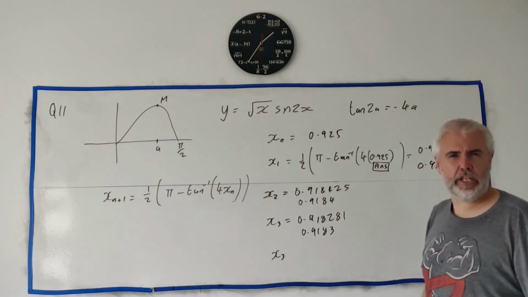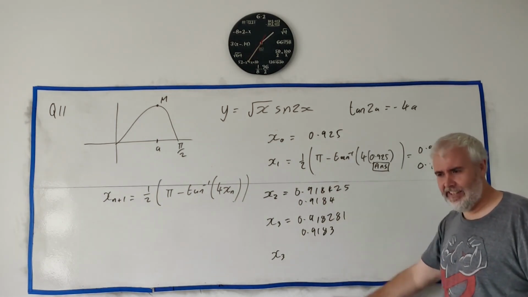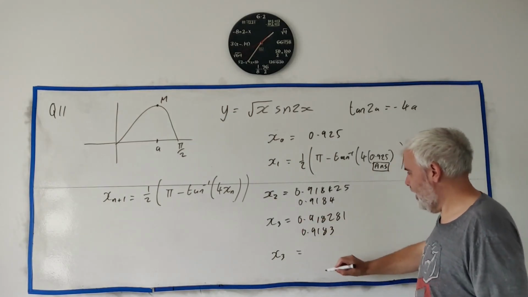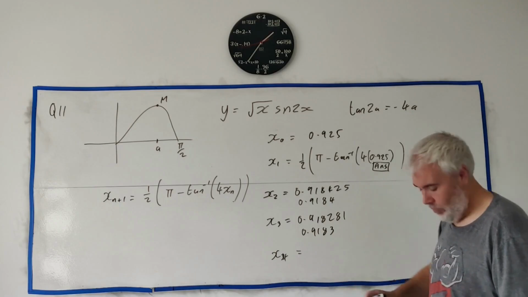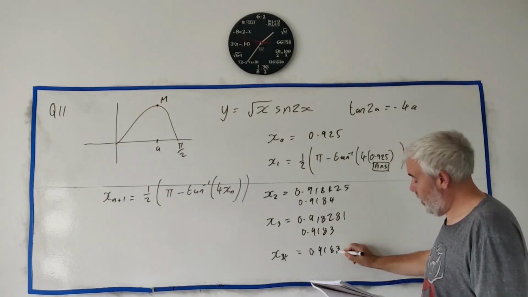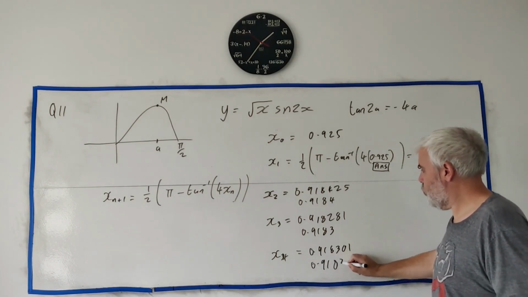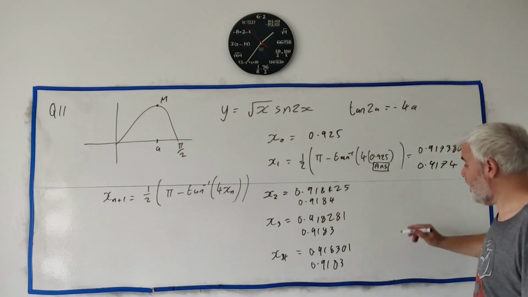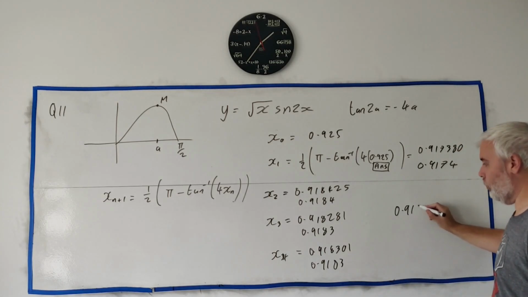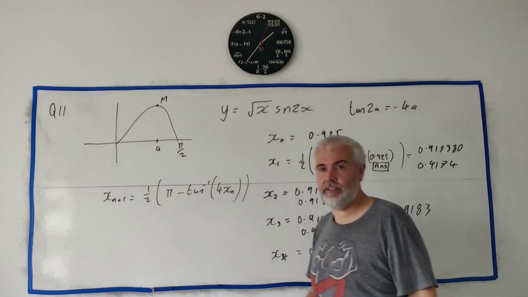In paper 3-2, in the same year as this, they had to do this like 8 times. I've never seen that much. Usually it's 3 or 4 times. This is the fourth iteration. Fourth iteration is 0.918301, which rounds off to 0.9183, same as this. So I can confidently say my final answer is 0.9183. That's correct to 4 decimal places.